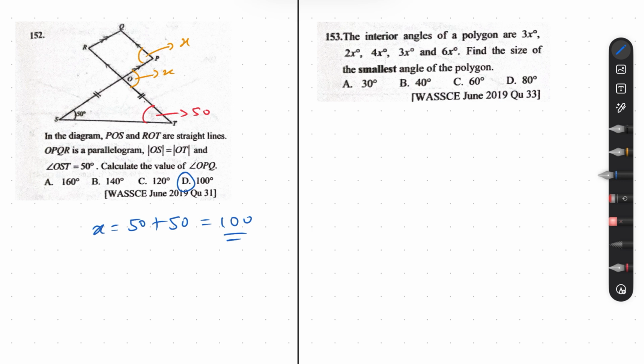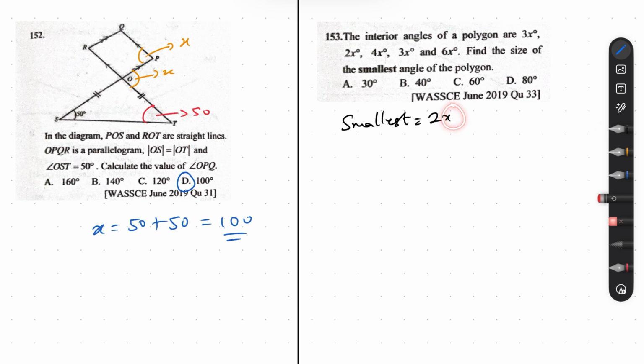Now, the question says the interior angles of a polygon are 3x, 2x, 4x, 3x, and 6x. Find the size of the smallest angle. When we look at this, x is like a constant between all of them. So the smallest angle will be the one that has the least coefficient, which is 2x. So we just need to now find x.